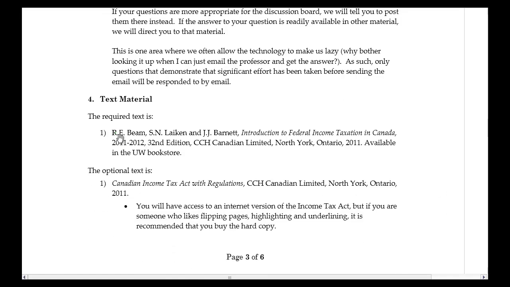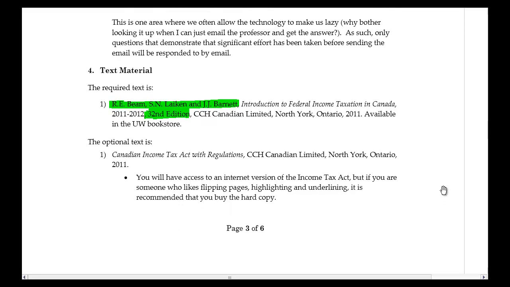The text for the class, most of you may have already picked it up. It is Beam, Lakin, and Barnett. It is the 32nd edition. Unfortunately, for pocketbooks, the laws are always changing, and so they put this textbook out every year with the current laws being reflected, and so you are going to want the 32nd edition.